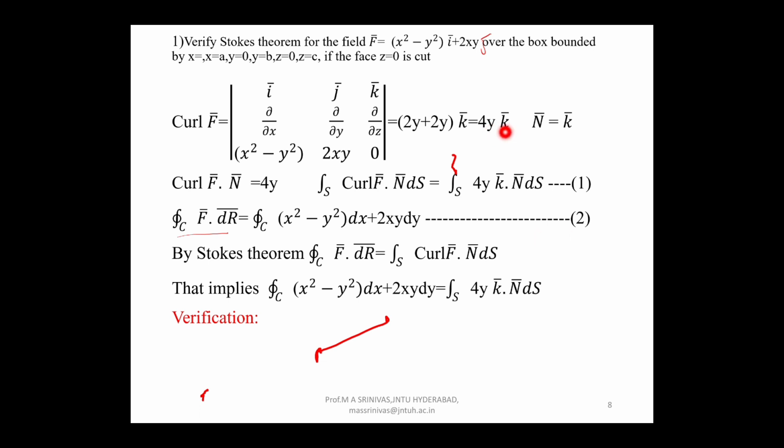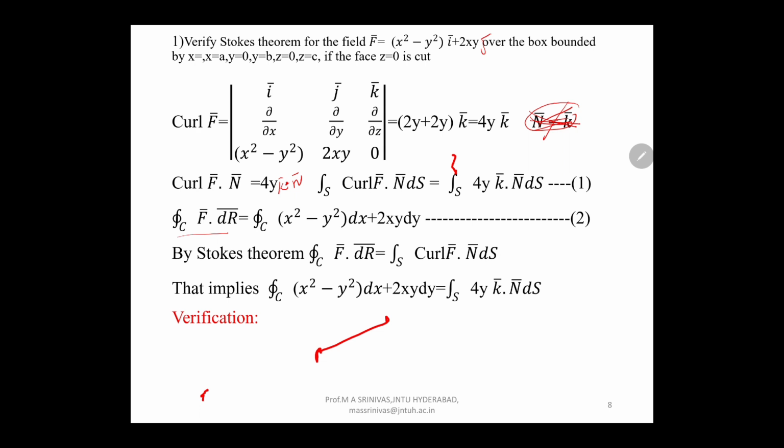And what is my n bar? N bar is the outward normal vector. This is not the same for every surface. Therefore, n bar is k bar only for one surface. So let us not try to use it now. So curl f bar is this. Curl f bar dot n bar is 4y k bar dot n bar.